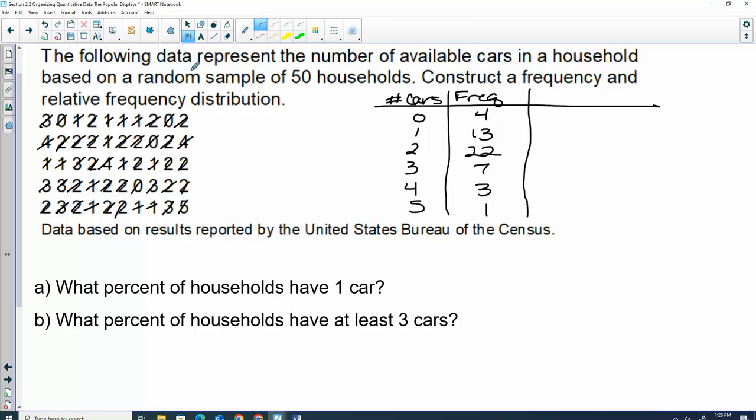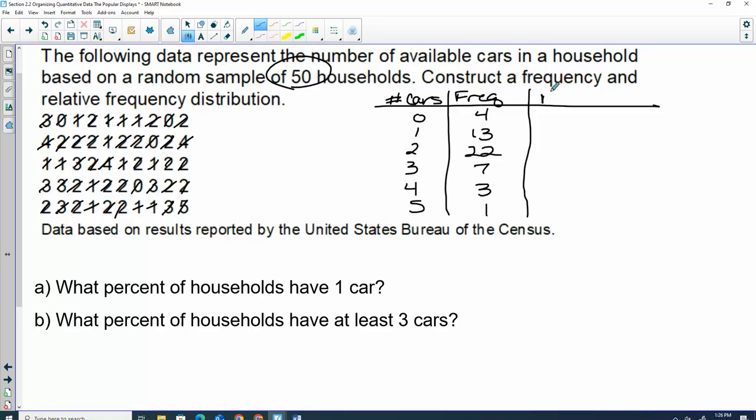Add them up. We said that there were 50 households. Does this add up to 50? Close enough. All right. So that's my frequency distribution.